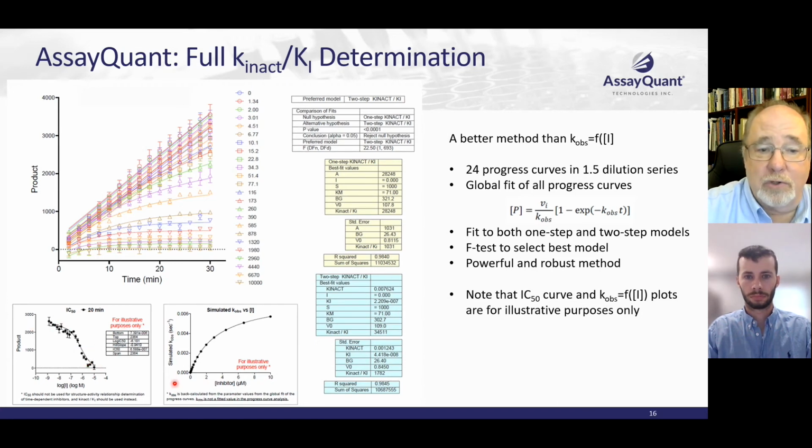And for those who are old school like myself and used to looking at these kinds of data with this hyperbola, kobs as a function of the inhibitor concentration, we can back calculate that and show you what this would look like if we had done it this way. But again, this is just for illustrative purposes only.